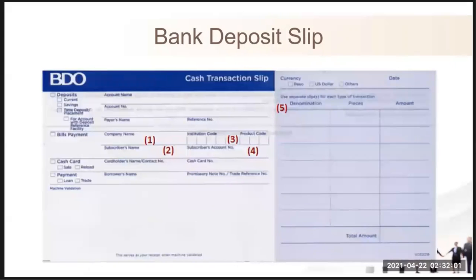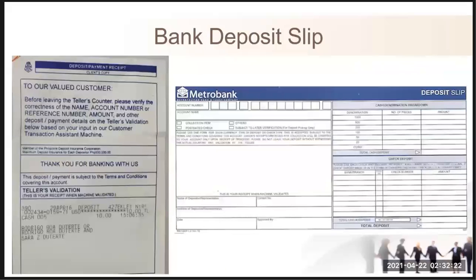And so here's the sample of bank deposit slip. Yan, for the BDO. Ayan, lalo na, siguro familiar na kayo, lalo na pag inuutusan kayo ng mommy nyo, ng parents nyo na mag-deposit. Ayan, so ito yung mga pipil-upan natin. Yan, for the Metro Bank, ito naman yung example.